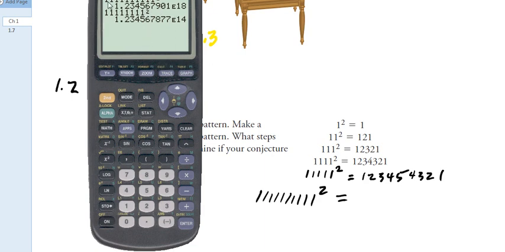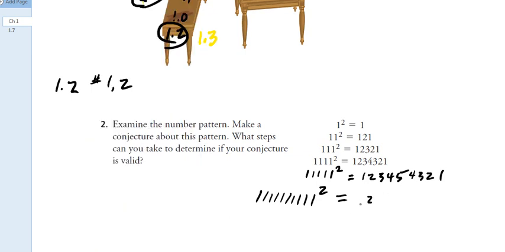Like it doesn't work for 10 ones, does it? So you might find, say, for 9 ones in a row when you square it, the pattern breaks down. And that's what happens. The pattern does break down. It actually goes up to 1, 2, 3, 4, 5, 6, 7, 8, 9, and then back down. And that's it. So that's where it stops.